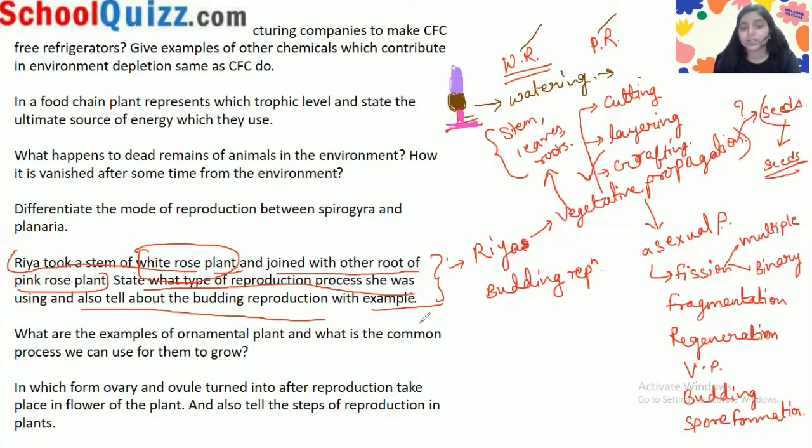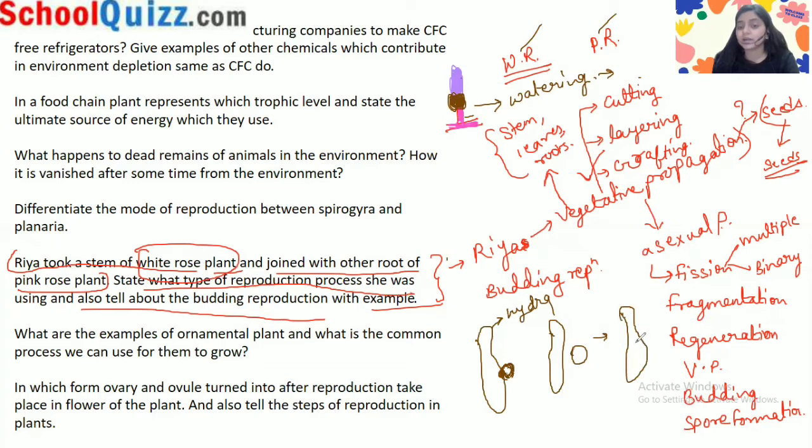And in budding reproduction, what happens? Let me take the example of Hydra. In a specific part of the Hydra, let's say here, there is a bud. The bud grows as an outgrowth, and after some time, when this bud matures, it detaches from the Hydra and grows into a full-fledged Hydra also. So you can see that from budding, a whole new Hydra is formed. So this is budding reproduction.